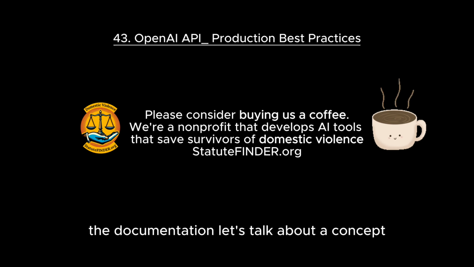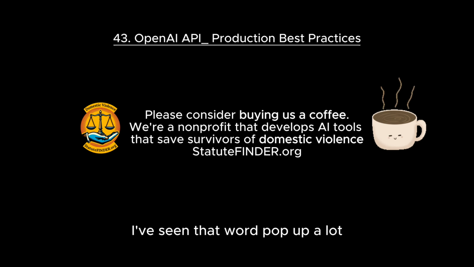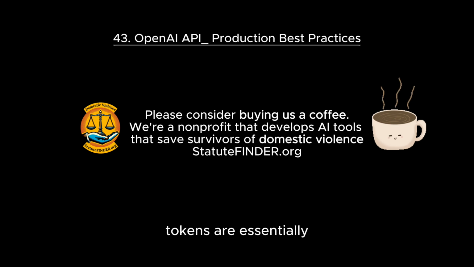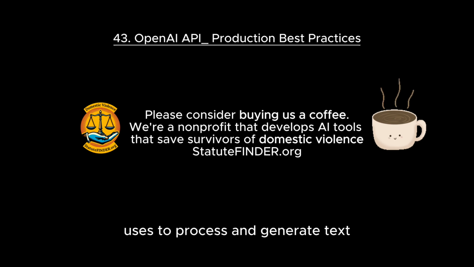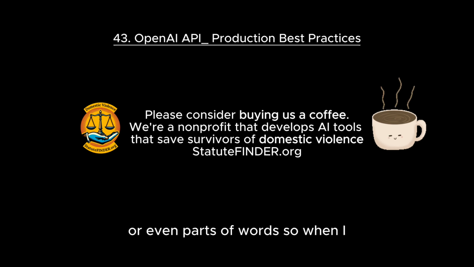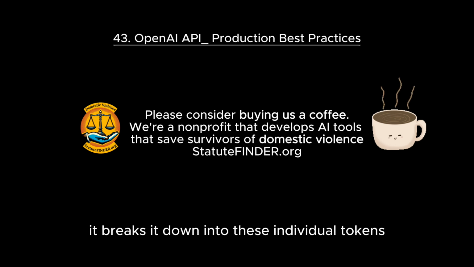Let's talk about a concept that's at the heart of how OpenAI works: tokens. Tokens. I've seen that word pop up a lot, but to be honest, I'm still not entirely sure what they are or why I should care. That's a great question. Tokens are essentially the building blocks of language that OpenAI uses to process and generate text. Think of them as units of meaning. They can represent words, punctuation marks, or even parts of words. So when I send text to OpenAI, it doesn't see it as a whole sentence or paragraph. It breaks it down into these individual tokens.